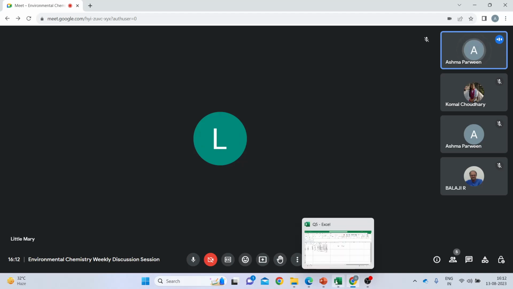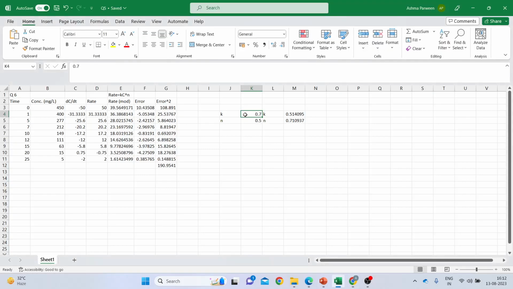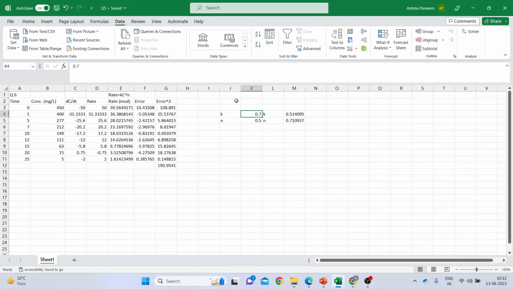Can any one of you tell me, should I show you how to use the solver tool? Okay. Suppose the value of k, I will take k as 0.6, and I will use n as 1.5. So these values will change accordingly, and the final error is this.